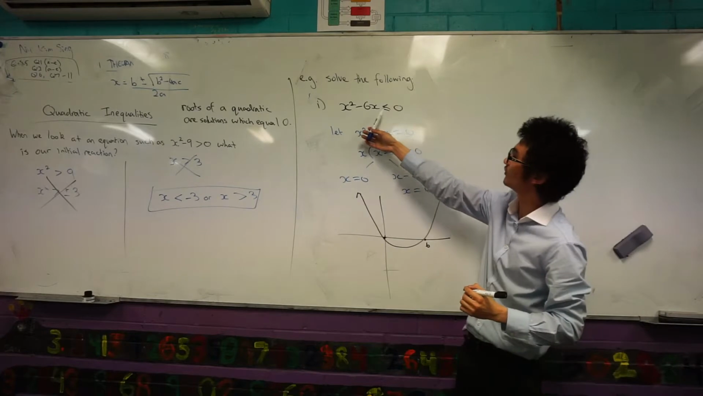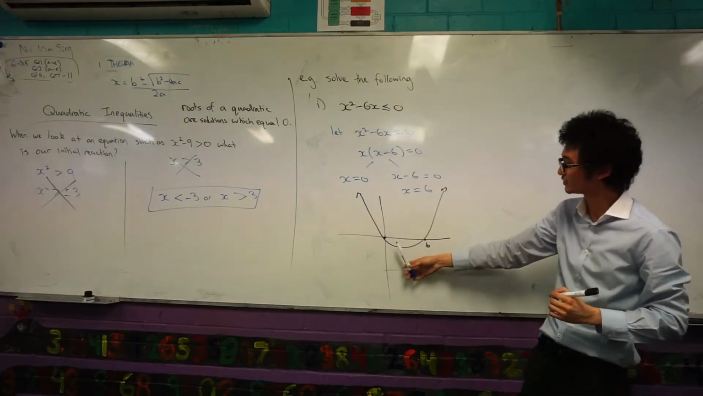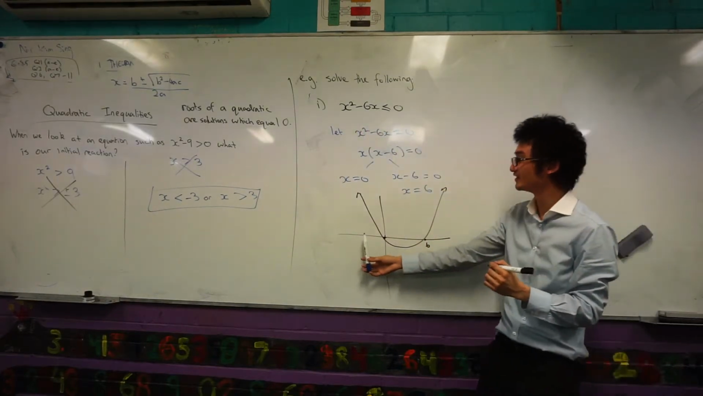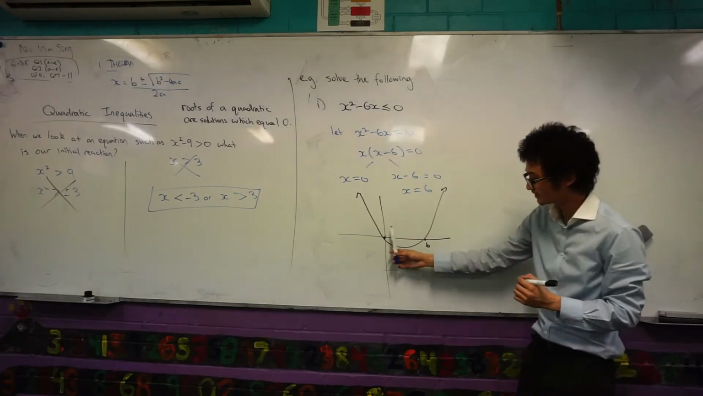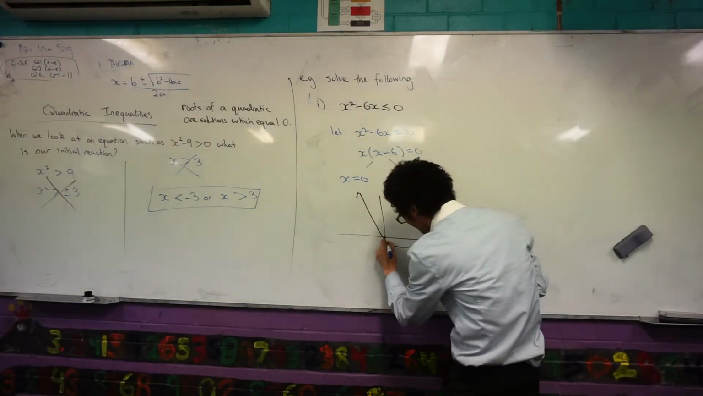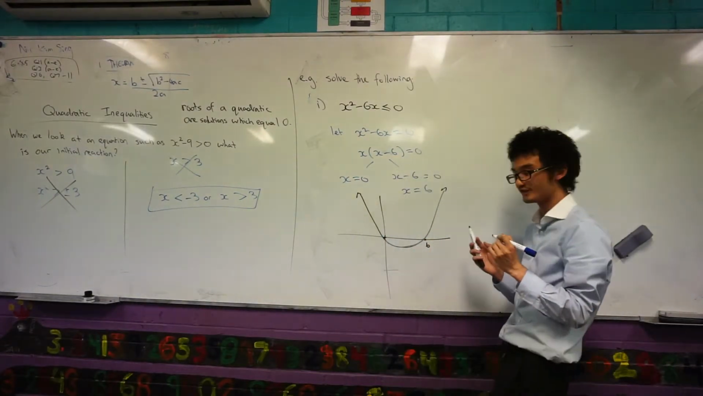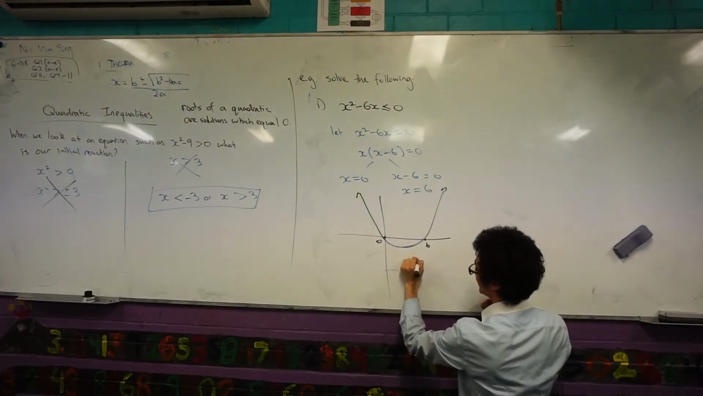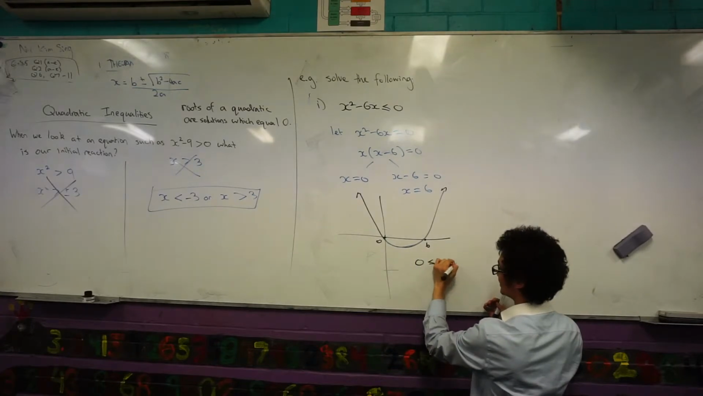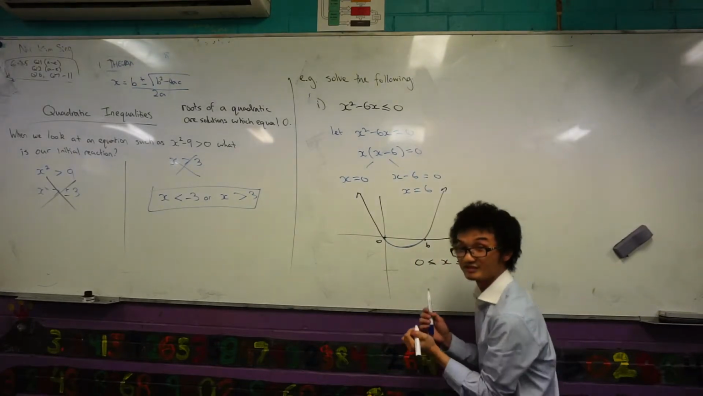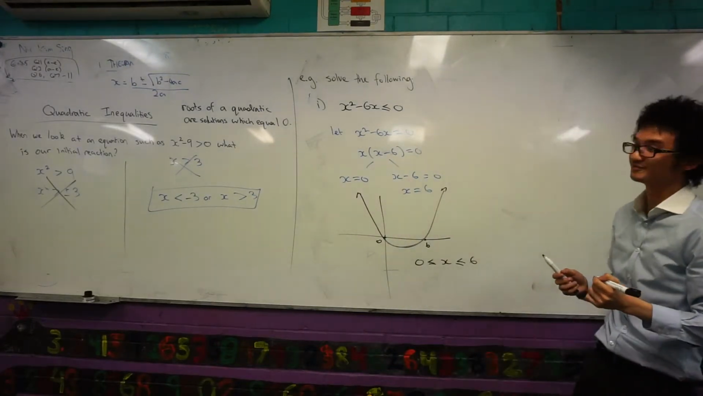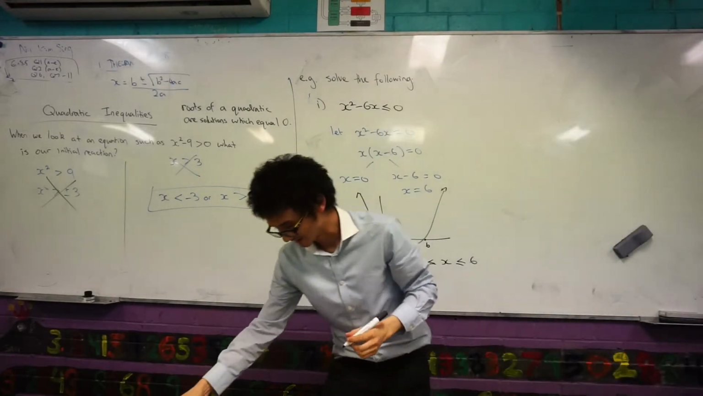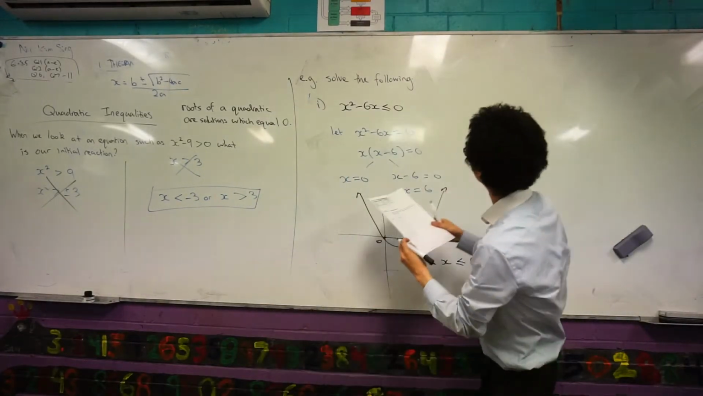Remember, we're trying to solve the following. When is this graph below the x-axis? When is it less than or equal to 0? And you can see that region is going to be just there. It's going to be in between, when x is greater than 0 and x is less than 6. And that's all you got to do. Easy. Let's do another one.